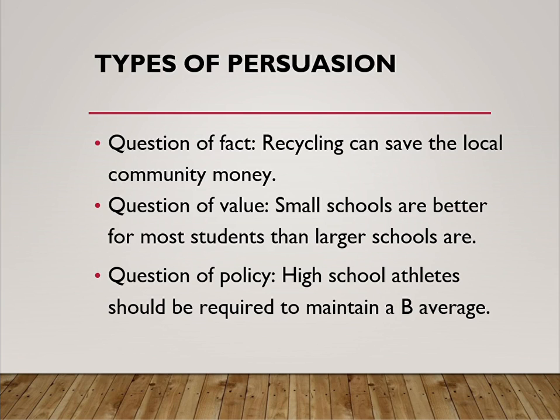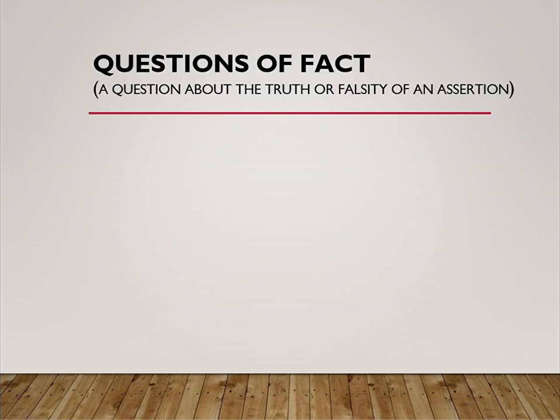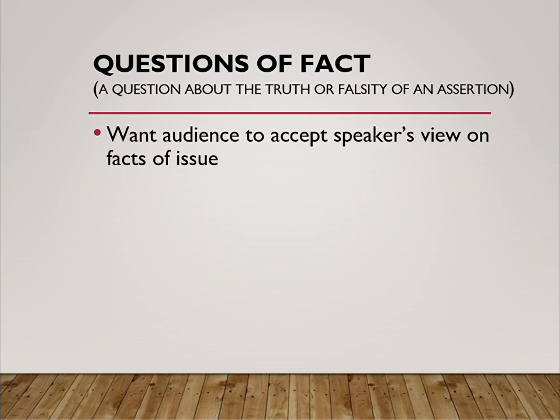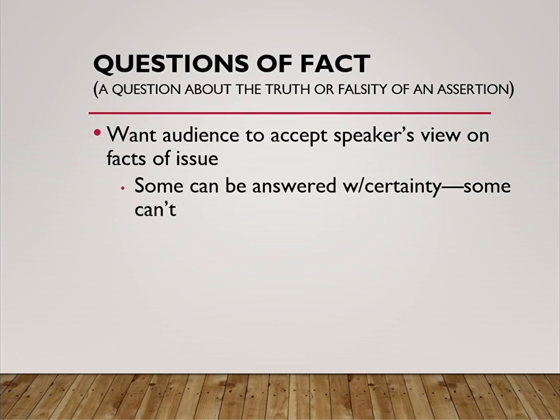Okay, so we'll go into more details about these types of persuasion. The first one is questions of fact. It is a question about the truth or falsity of an assertion. You would like the audience to accept the speaker's view, or actually your view, on facts of an issue. Some can be answered with certainty, some cannot.